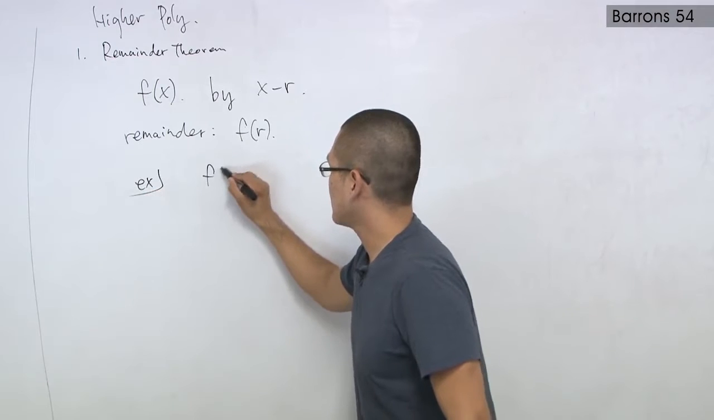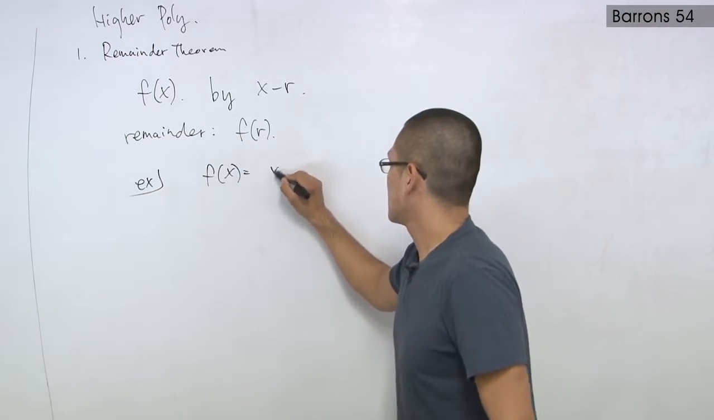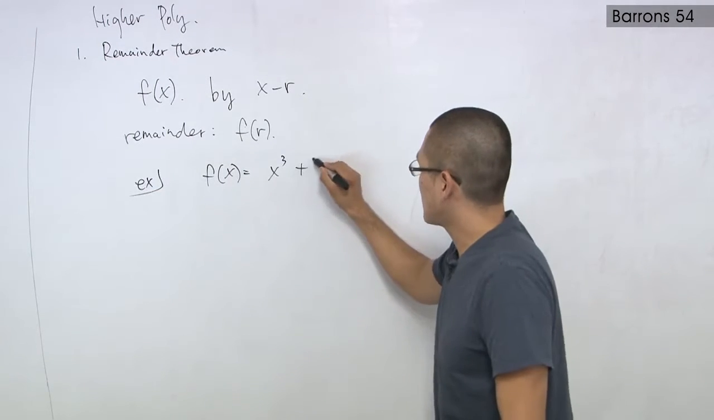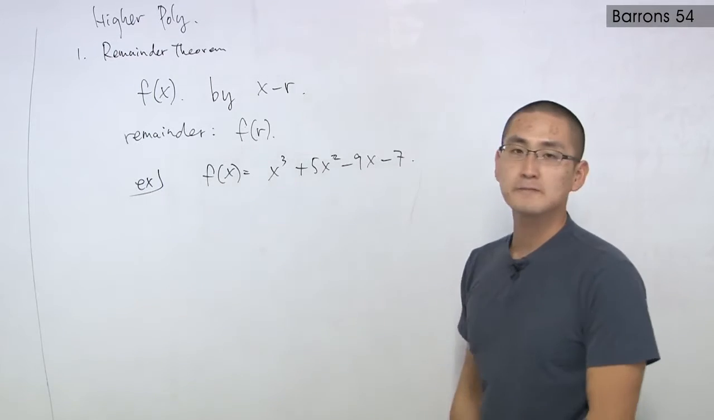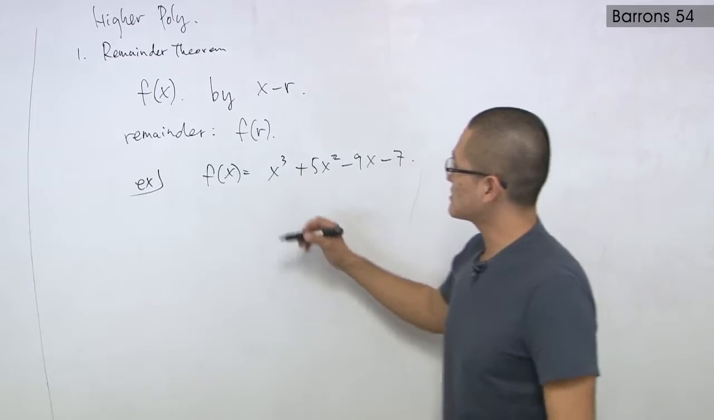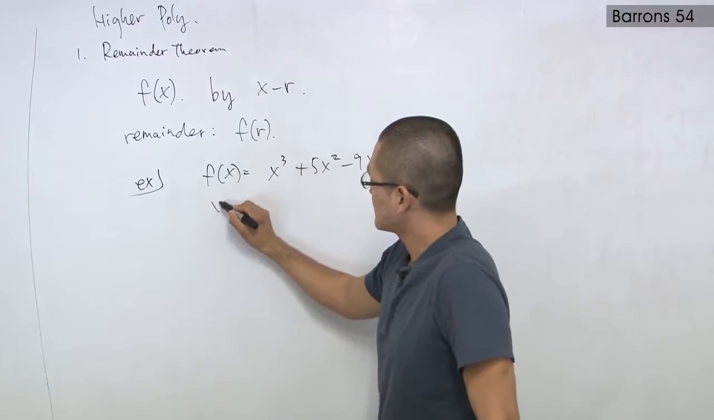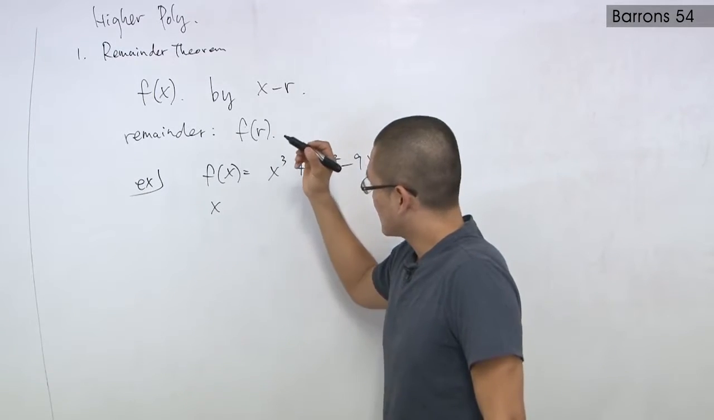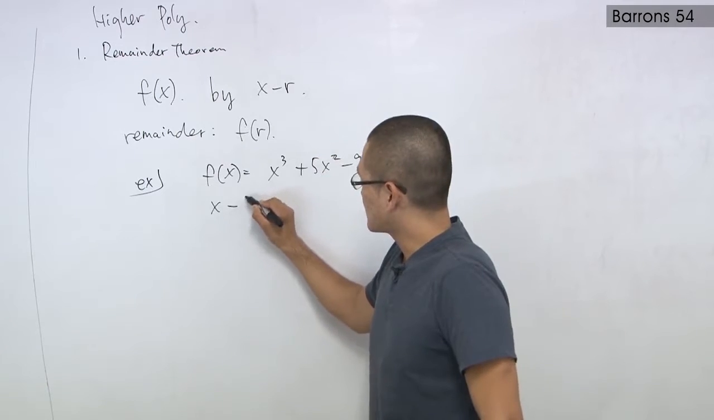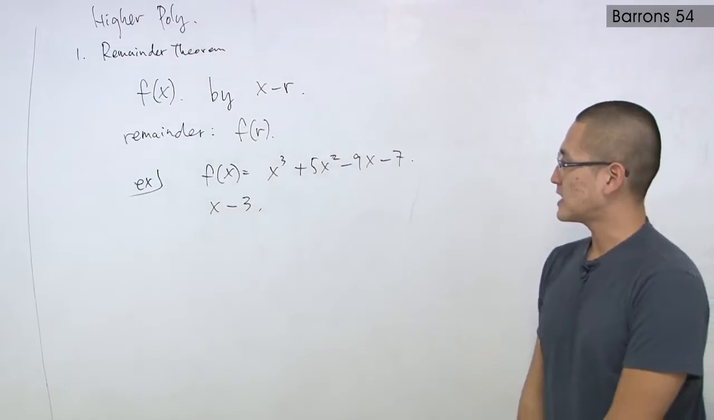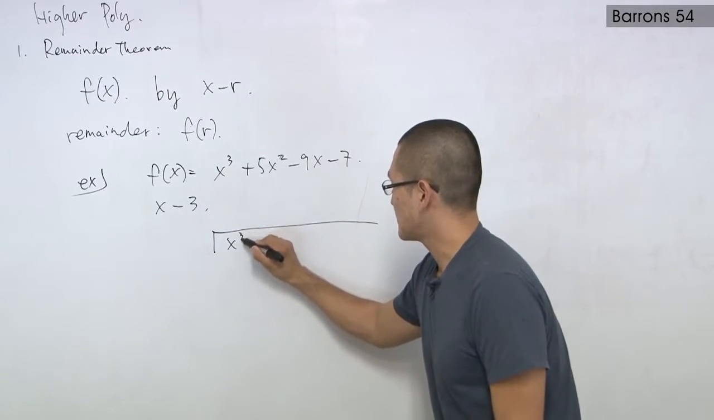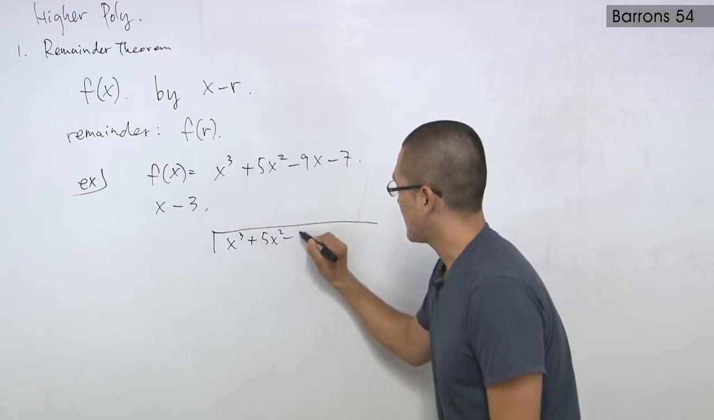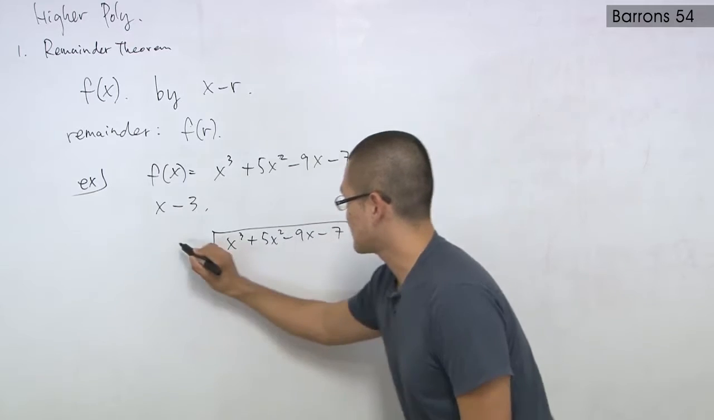Let's say we have f of x, some higher power, x cubed plus 5x squared minus 9x minus 7. Let's say we have that and I want to divide it by some other first power polynomial, x minus 3, right? I want to divide by that. So they're really asking you to do long division here. I'm not going to do the long division. You guys can do it if you want.